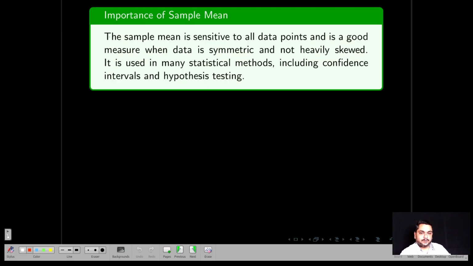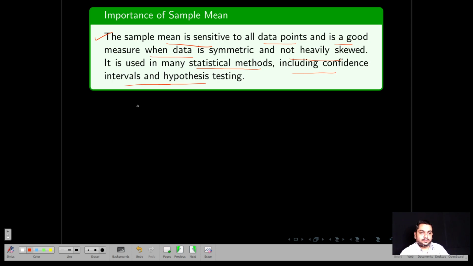Next, why do you use it? What is the importance of the sample mean? The sample mean is sensitive to all data points and is a good measure when data is symmetric and not heavily skewed. It is used in many statistical methods, including confidence intervals and hypothesis testing. That is the importance of the mean.